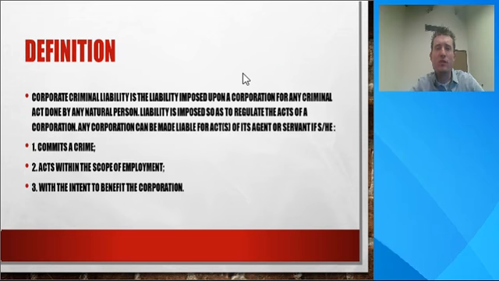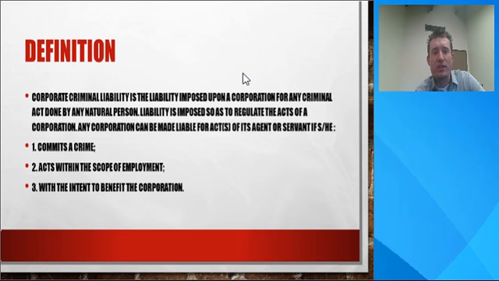A definition for corporate criminal liability was kind of hard to come by during my research. I was able to find a pretty good definition from US Legal, and that definition was that corporate criminal liability is the liability imposed upon a corporation for any criminal act done by any natural person. The liability is imposed so as to regulate the acts of a corporation.